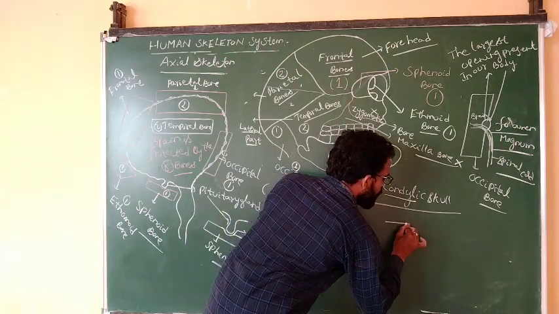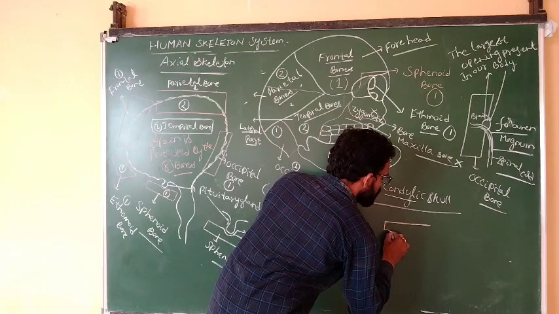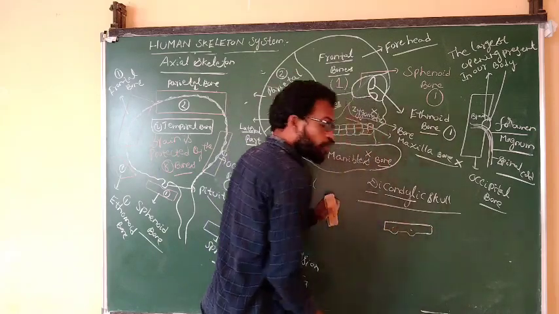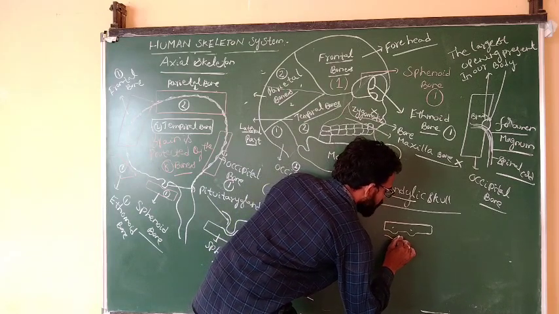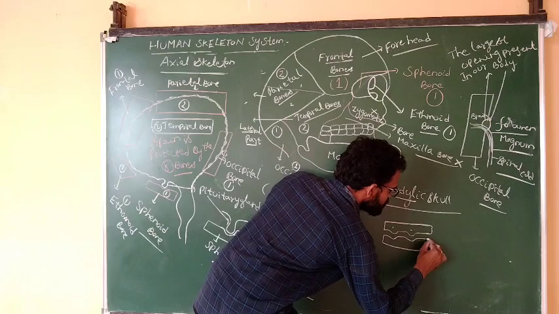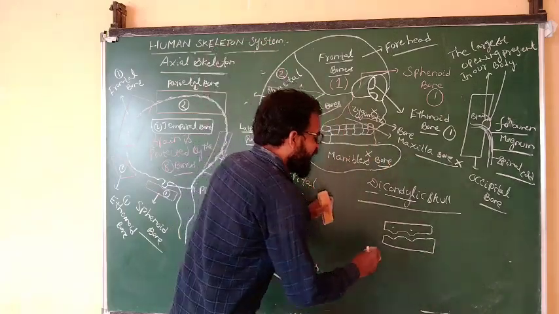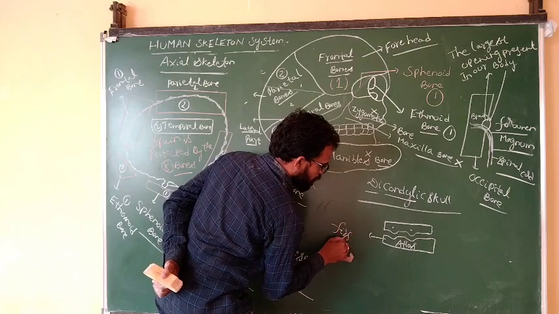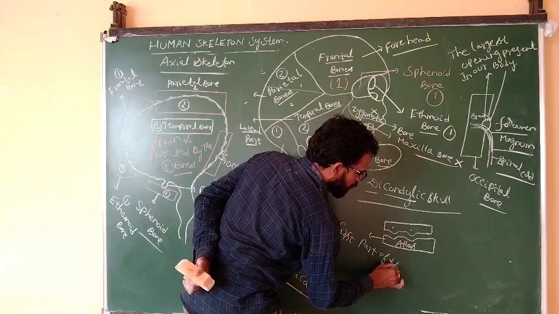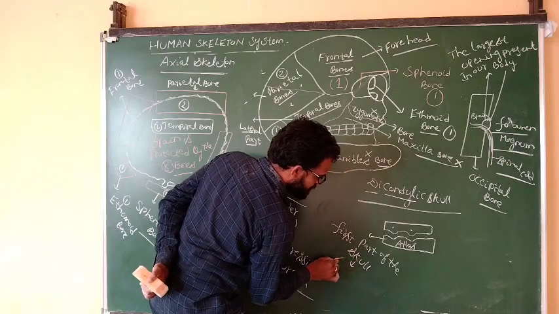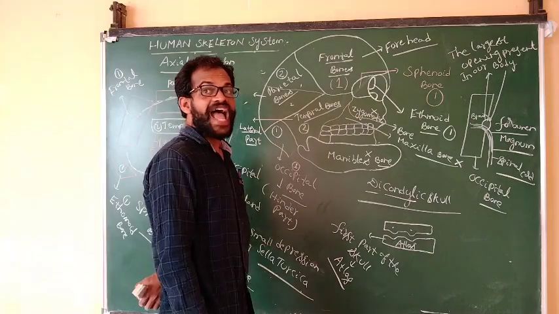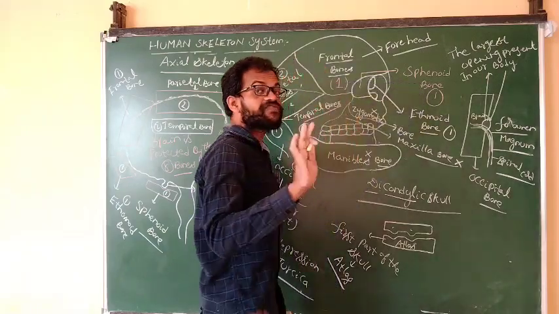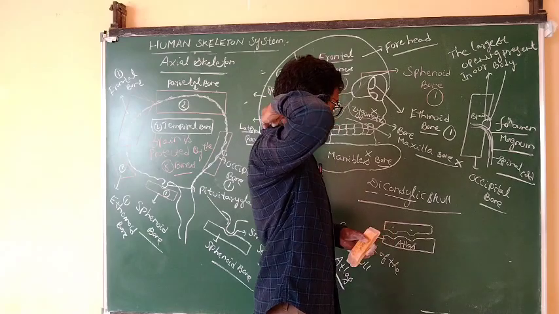If you observe the dicondylic skull, how many bones? These condyli bones occupy the first part of the vertebral column. The first part of the vertebral column is known as the atlas. What is the first part? Atlas.